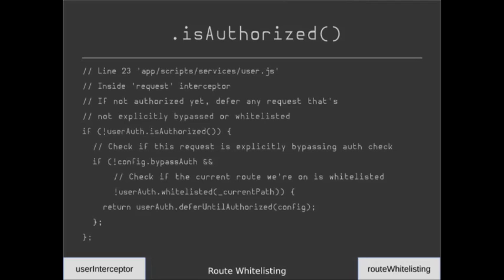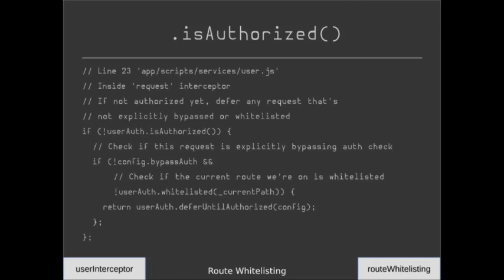Again, this is nested inside our request interceptor. And we're basically doing two things here. First, we're checking to see if the user is in fact authorized. If they are, we're done. There's no reason we need to worry about blocking their request, and we can send it right along. After that, we move on to check whether they've explicitly asked us to bypass the authentication.